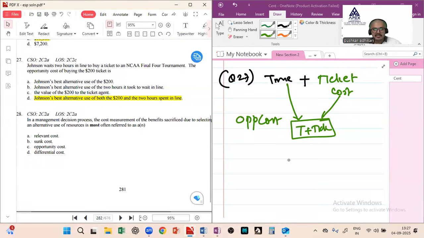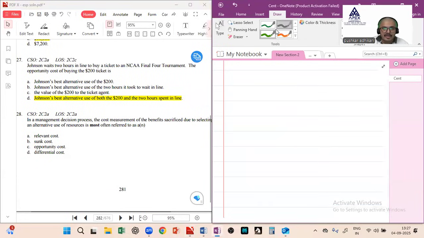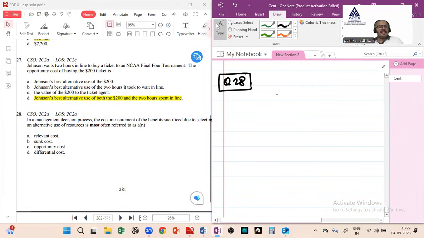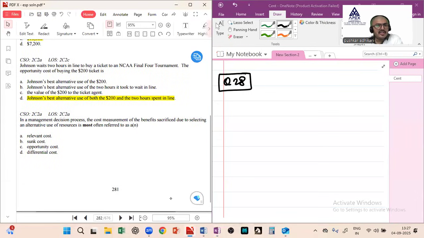Next, we come to question 28. Question 28 is something you should be able to apply your mind to, because we just discussed a good amount of theory about this same concept. In a management decision process, the cost measurement of benefits which are sacrificed due to selecting an alternate resource is an opportunity cost. Now, please try to understand what is a relevant cost.